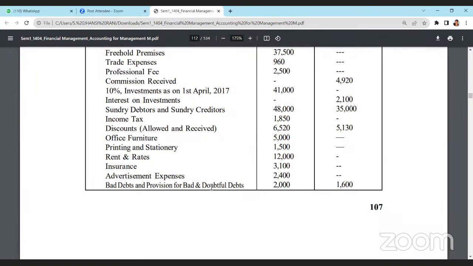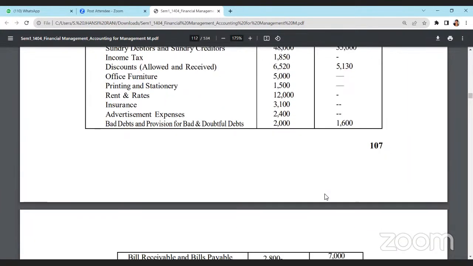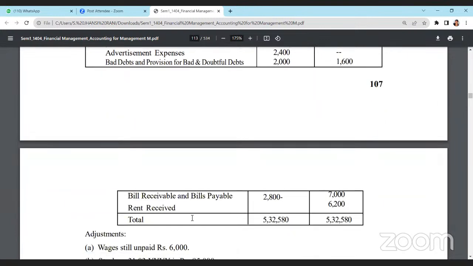Bad debts and provision for bad and doubtful debts. They have given it on the debit side as well as on the credit side, meaning already existing. Bills receivable and bills payable. Bills receivable is a current asset. Bills payable is a current liability. Rent received is an income.